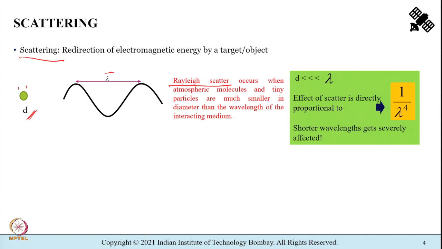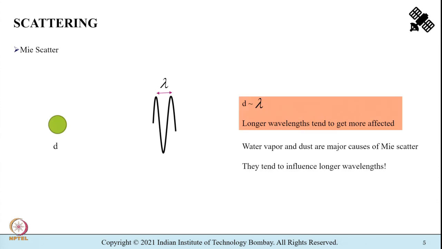In Rayleigh scatter, as what is written, it occurs when the atmospheric molecules and tiny particles are much smaller in diameter than the wavelength of the interacting medium, and the effect of scatter is directly proportional to 1 by lambda raised to 4, which means shorter wavelength gets severely affected. Yes? Okay.